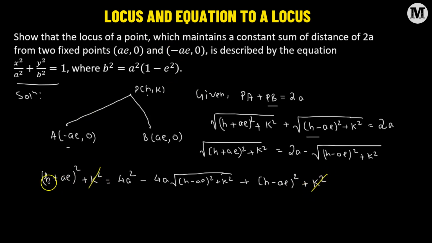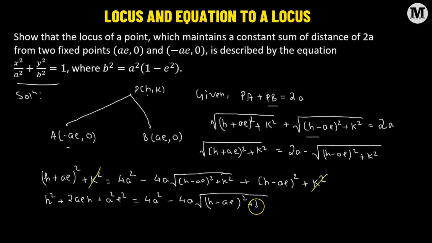Now we're going to expand (h plus ae) whole squared on the left hand side. We get h squared plus 2aeh plus a squared e squared. This will be equal to 4a squared minus 4a multiplied by the square root of (h minus ae) whole squared plus k squared, and this will be added to (h minus ae) whole squared. Let's expand it as well. So we have h squared minus 2aeh plus a squared e squared. Now we can easily cancel out h squared from both sides. We can also cancel out a squared e squared from both sides.